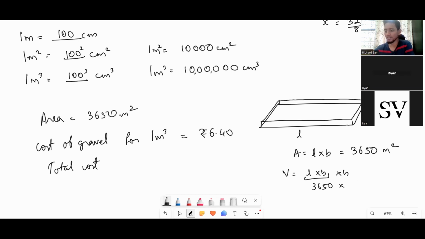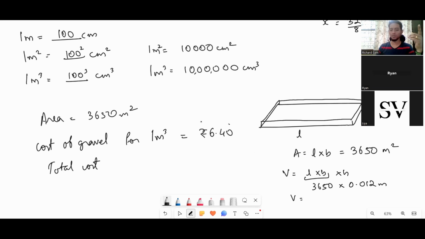1.2. Yeah, but this is in centimeters. You need it in meters. So how much is 1.2 centimeter in meters? 0.012 meter. Because you need to divide this by 100, right? So it'll be 0.012 meters. So now we have the length into breadth and we also have the height. You multiply this, you will get the volume. Did you understand?